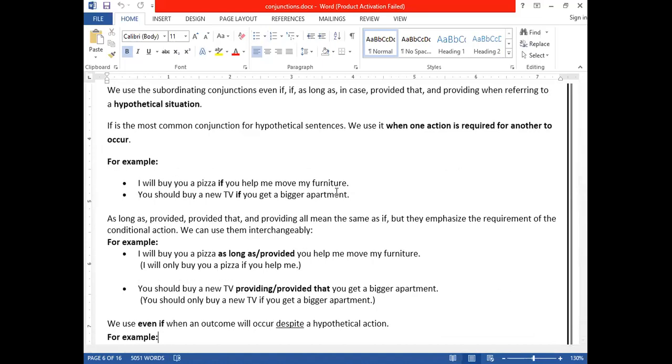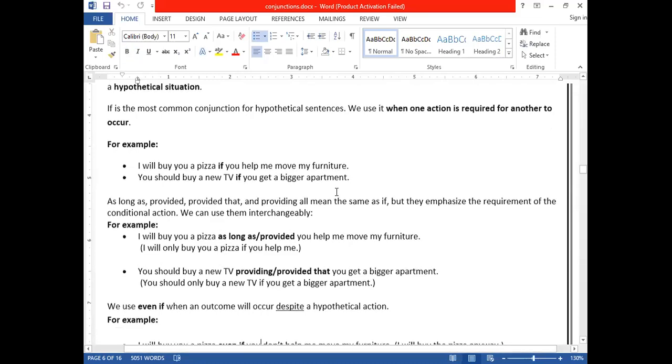What are those? As long as, provided that, and providing all mean the same as if, but they emphasize, clear, the requirement of the condition action. We use them interchangeably. For example, I can say, I will buy you pizza as long as you help me move my furniture, or provided you help me move my furniture. We can use them in this case, and the same is the case with the above one. Clear? Provided and provided that. These are the examples. You can study them later on.